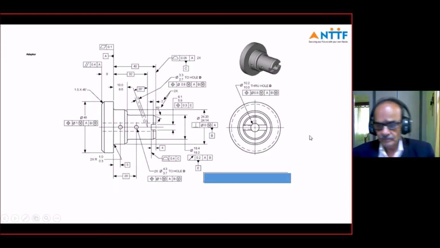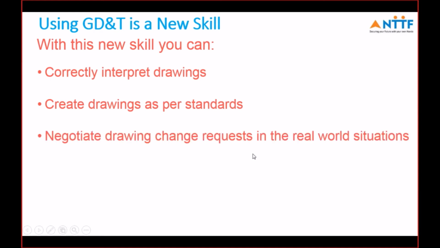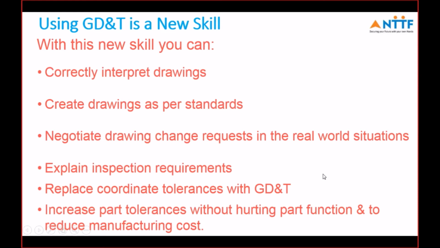Now, GD&T is a new skill. With this new skill, you can correctly interpret the drawings. You can create drawings as per standards, negotiate drawing change requests in real world situations, explain inspection requirements, replace coordinate tolerances with GD&T, increase part tolerances without hurting part functions, and reduce the manufacturing cost.